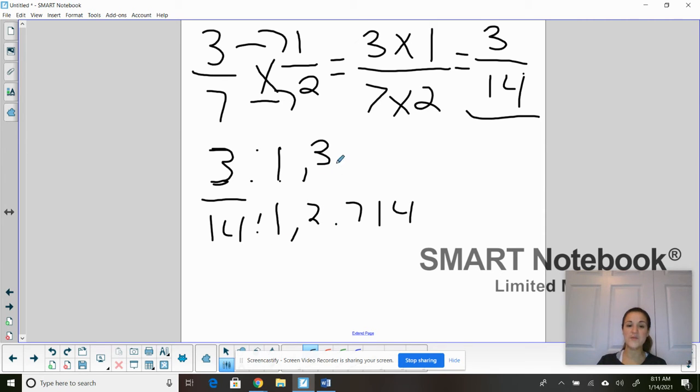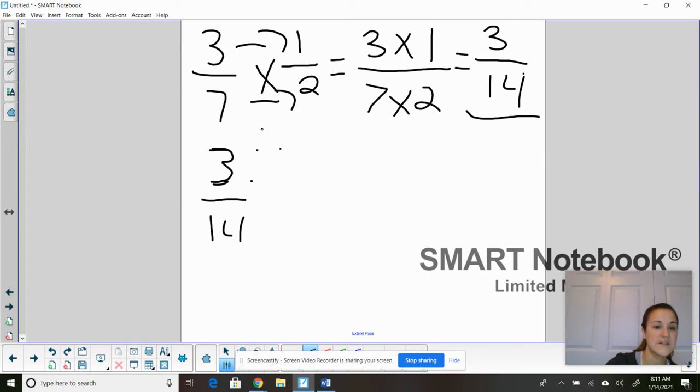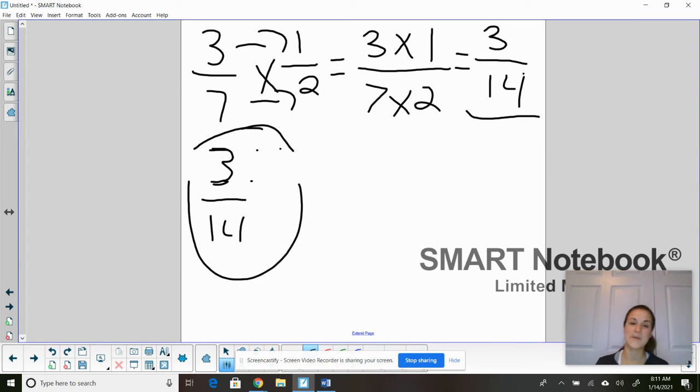So since we already know 3 cannot be a factor of 14, we'd never use 1 because it doesn't change it. But 3 can't be a factor, we're done. There is no greatest common factor of 3 and 14. So we know our answer is still going to be 3/14. It cannot be simplified. So that was multiplying fractions using the strategy of just multiplying across and simplifying.